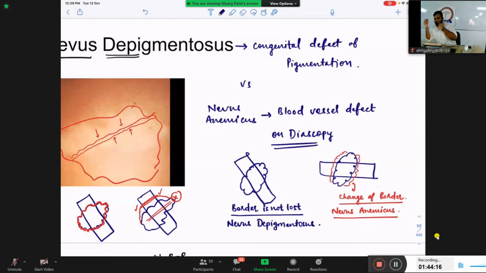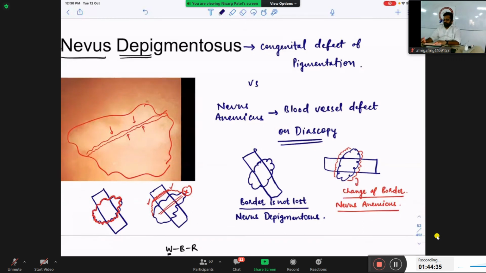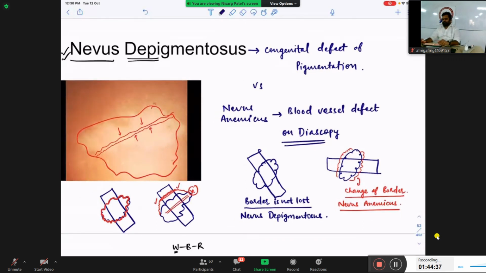What is the drug of choice for Raynaud's phenomena? If they ask you as a one-liner, there are many, but from your exam point of view, remember in Raynaud's phenomena, the drug of choice is a calcium channel blocker. Calcium channel blocker as a drug, or if you want to apply topically, it is nitroglycerin cream.